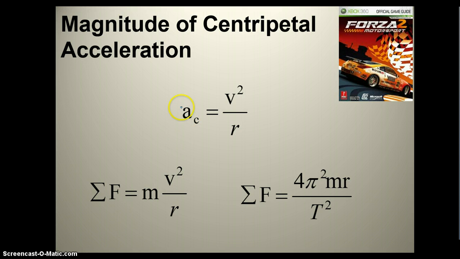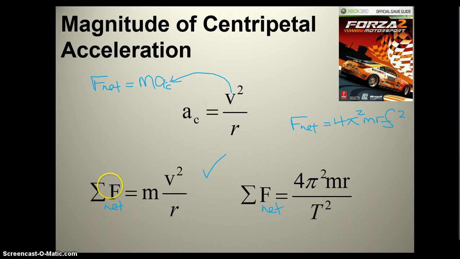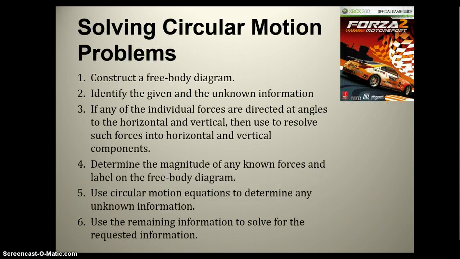The formulas: because ac is this, and we know F net equals mass times acceleration, mass times ac, we can sub it in here. So we can have a formula which is F net equals mv squared over r, or F net equals 4 pi squared mr over t squared, or also F net equals 4 pi squared mr times f squared. It's the same thing. This is for frequency, that is for your period. These are formulas that already exist on your formula sheet.